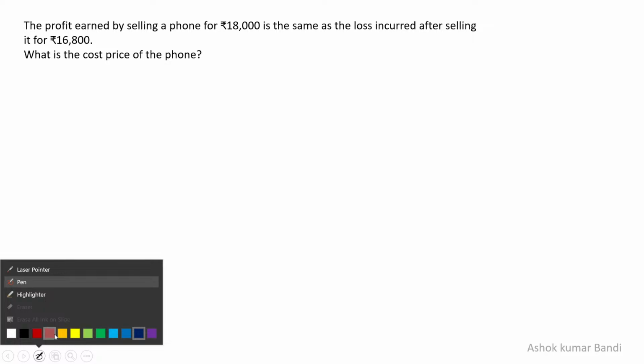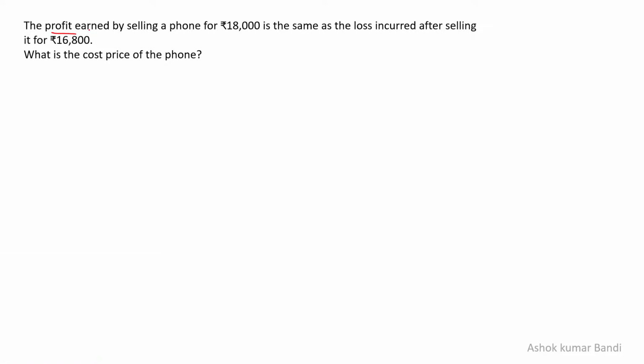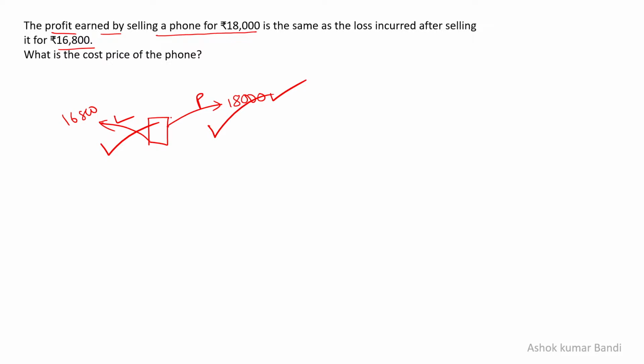So see, what is happening there is the profit earned by selling a phone for 18,000 rupees is the same as the loss incurred after selling it for 16,800. Means he is having some phone. If he is selling the phone for 18,000 rupees, he is getting some profit. But when he is selling the same phone for 16,800, he is getting a loss. Whatever profit he is getting here is equal to the loss he is getting here. Then you need to find out the price of the phone.